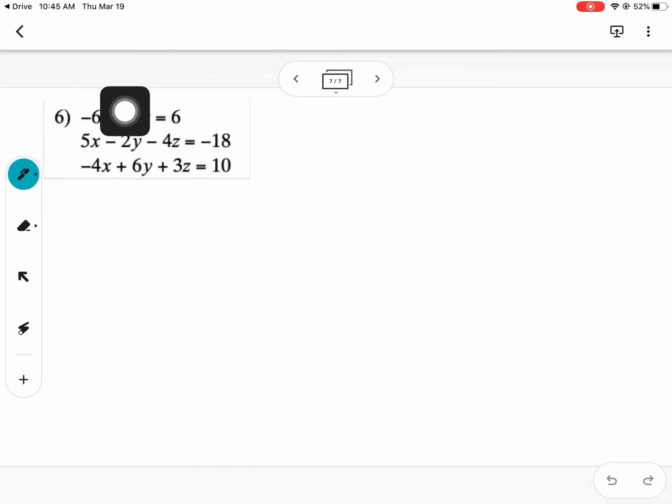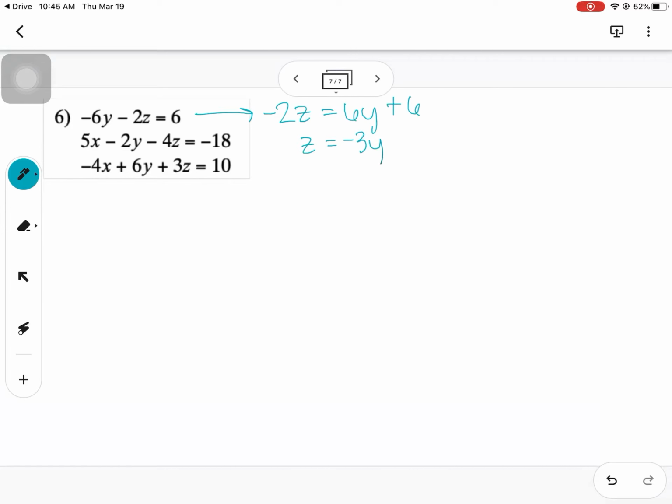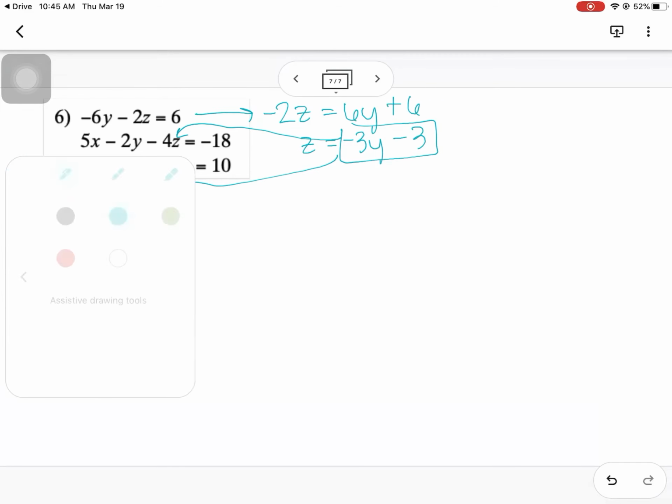So looking at this, I look at this top equation because it already has just 2 variables. Maybe I want to solve for z. Here you can technically pick whatever you want, so keep that in mind. But if I solve for z, I get negative 3y minus 3. What I'm going to do with that then is plug it into both other equations for z. And this is where some organization is going to be key.